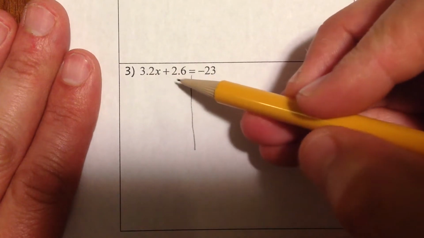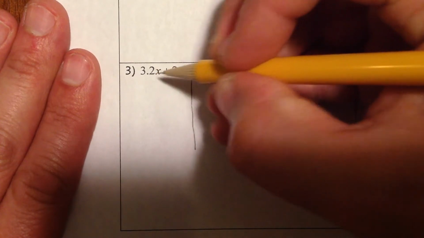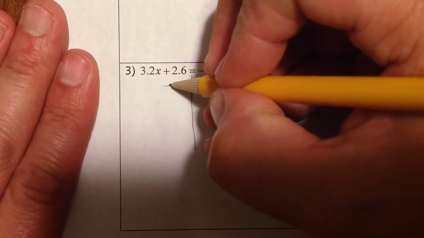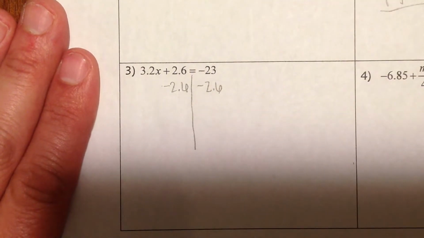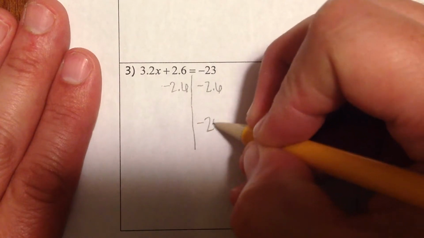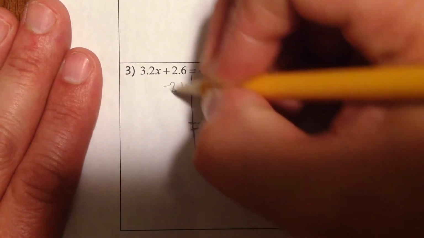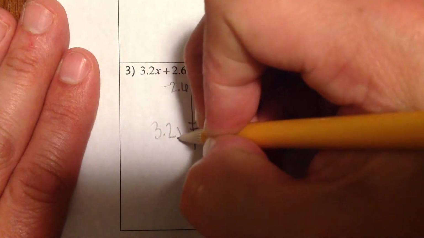3.2x plus 2.6 equals negative 23. First, I do the inverse operation of addition or subtraction. I have add 2.6, so the inverse is subtract 2.6. So I have negative 23 minus 2.6. And that gets me negative 25.6. On the other side, 2.6 minus 2.6 is 0, so I have 3.2x.